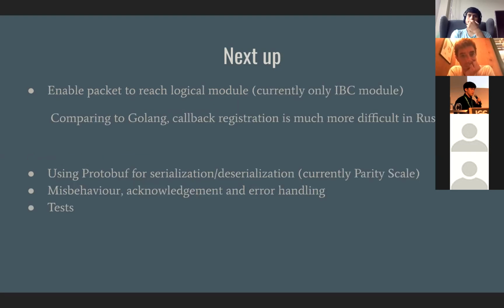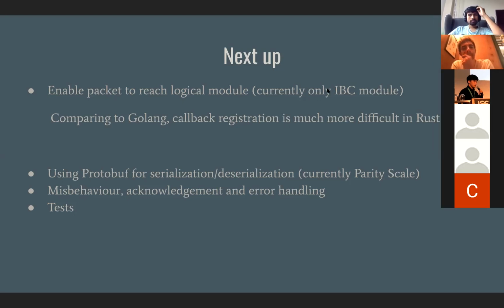Another thing is the packet. Compared to Golang, callback function registration is much more difficult in Rust. So, as you just saw in the demo, the packet is sent to the IBC module, but not directly to the logical module, I mean the application module. So we need to enable the packet to reach the application module.